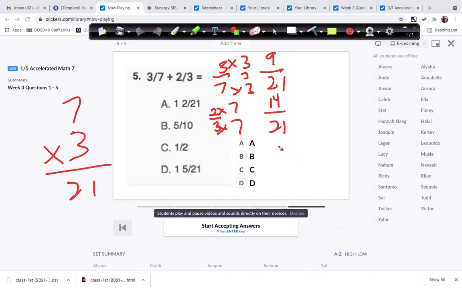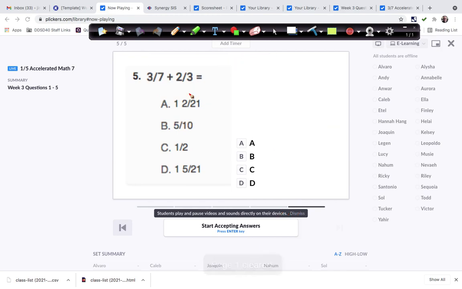So 9 and 14, that is 23/21. There's 1 in there, 21 out of the 23, and then 2 left over. That's 23 minus 21 is 2. So those are the 2 that are left over right there, 1 and 2/21. That was A. So that is a recap. That's the first recap for Monday, September 27th. It's the answer key to the first 5 questions.